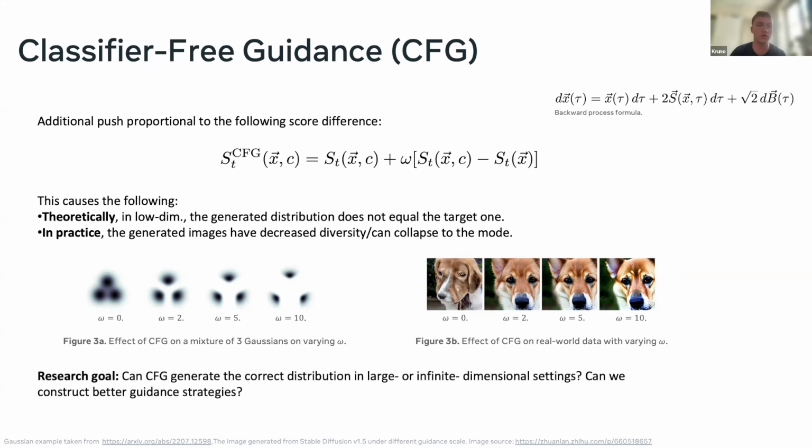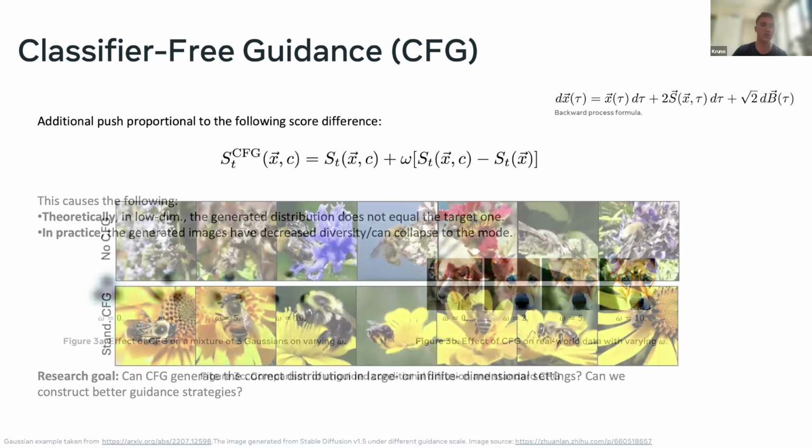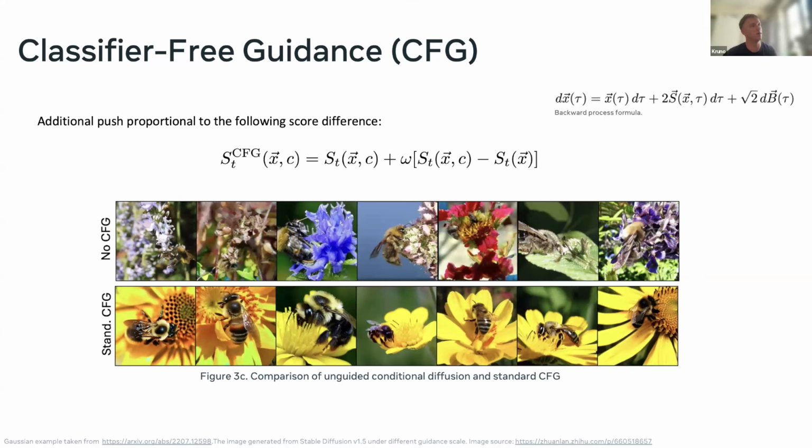So the research question that we asked in our work is, can we use classifier-free guidance to actually generate the correct distribution in large or infinite dimensional settings? Because previous work has shown that in low dimensions, this is impossible. The second question is, if this is possible, can we construct some better guidance strategies? And as a running example, I'm going to use this picture of bees.